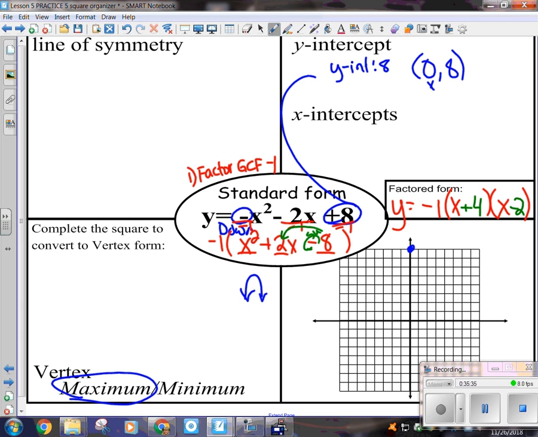Do we know our x-intercepts just like that? What are my x-intercepts? It comes out of the parentheses opposite. So x is what? -4. It always comes out opposite. And x equals what? +2, because it comes out opposite. So that's going to be (-4, 0) and (+2, 0). Put those on the graph. 1, 2, 3, 4 to the left, +1, +2 to the right.